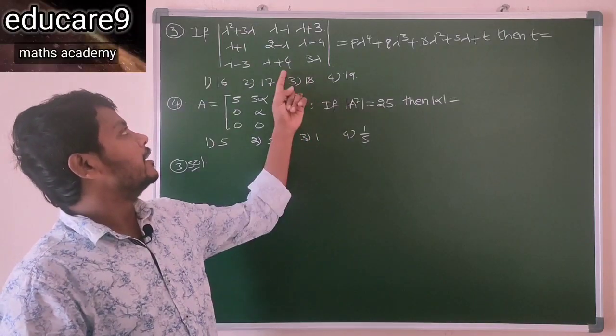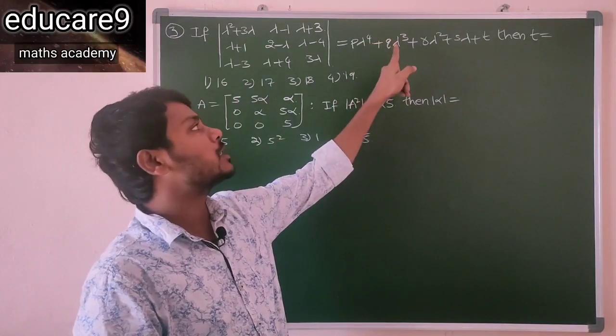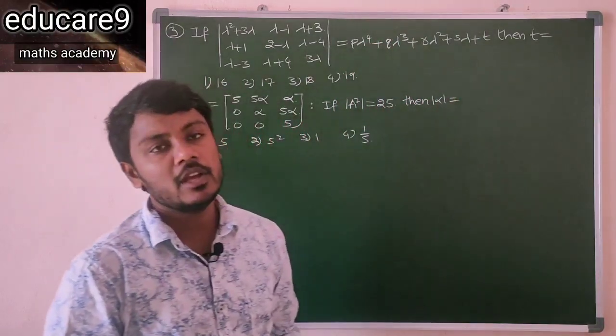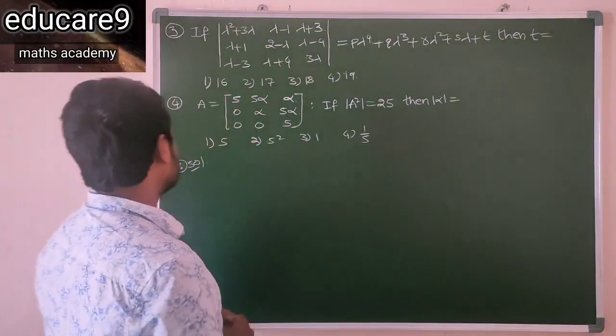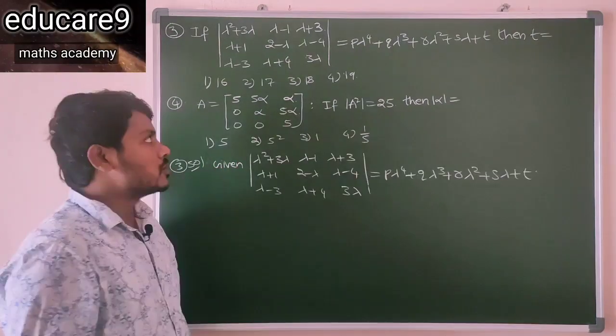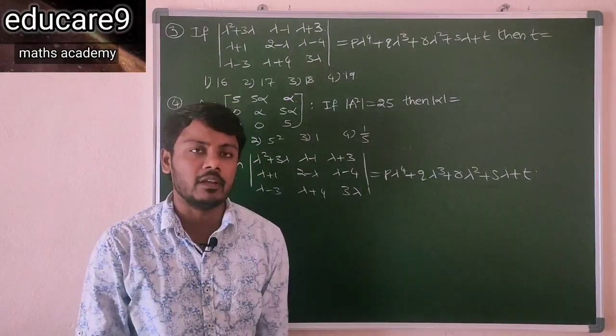So here determinant of this is equals to P into lambda power 4 plus Q into lambda cube plus R lambda square plus S lambda plus T. Then you need to find the value of T. Okay. So here given, so this is the given thing. So from this you need to find the value of T.